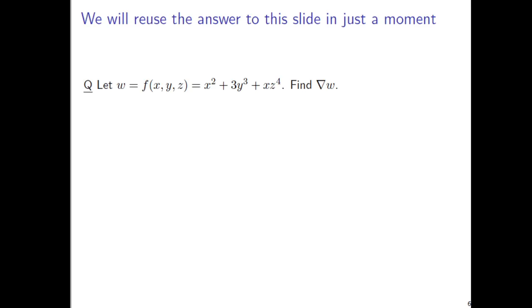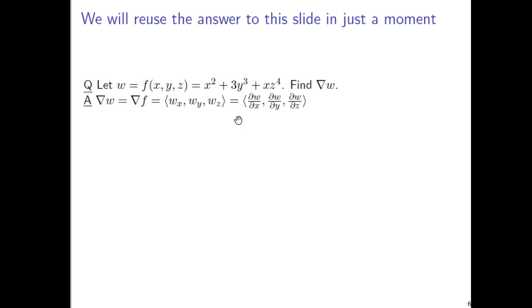Okay, let's look at the function f of x comma y comma z, whose output variable we will call w. 3 input variables x, y, z, output variable w, and f of x comma y comma z equals x squared plus 3y cubed plus x z to the fourth, and we'll find the gradient.